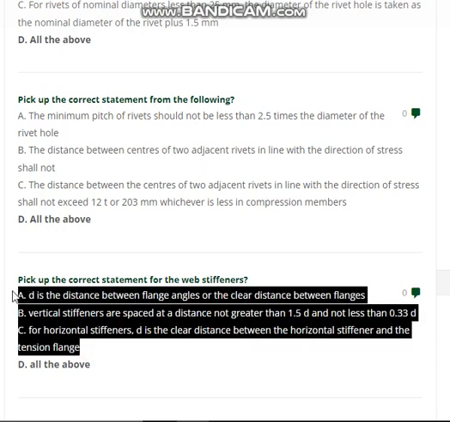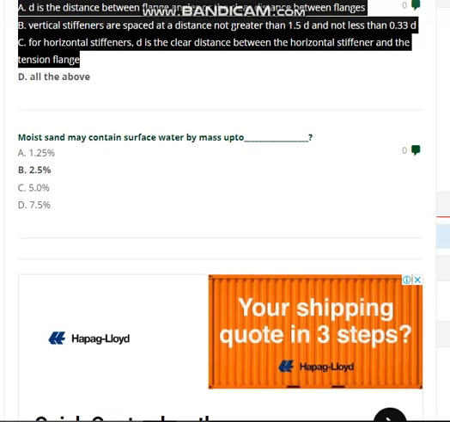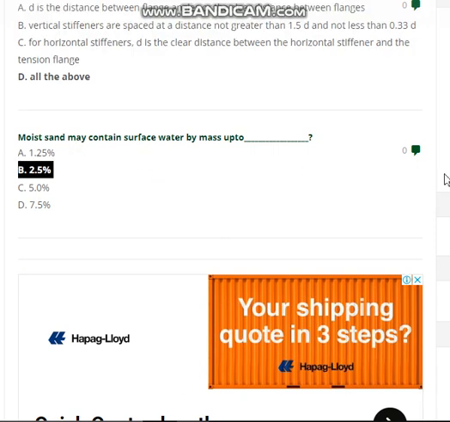For web stiffener, D is the distance between flange angles or clear distance between flanges. Vertical stiffeners are spaced at distance not greater than 1.5 D and not less than 0.33 D. For horizontal stiffener, D is the clear distance between the horizontal stiffener and the tension flange. All of these. Moist sand might contain surface water by mass up to 2.5%.